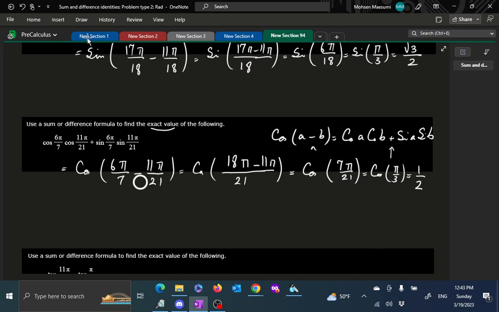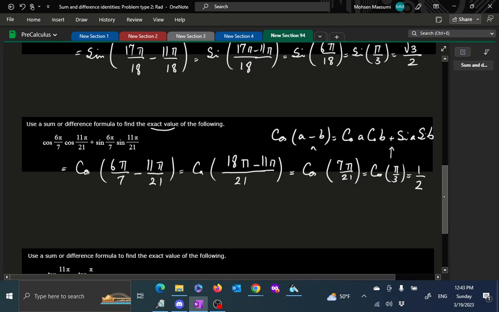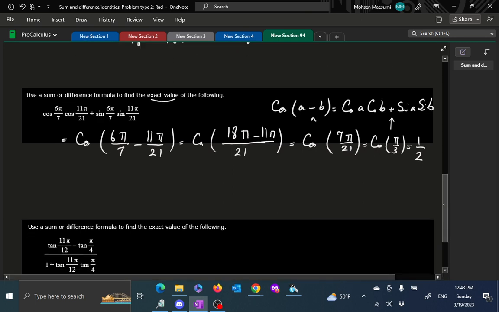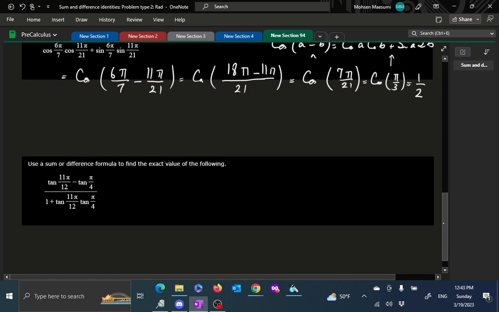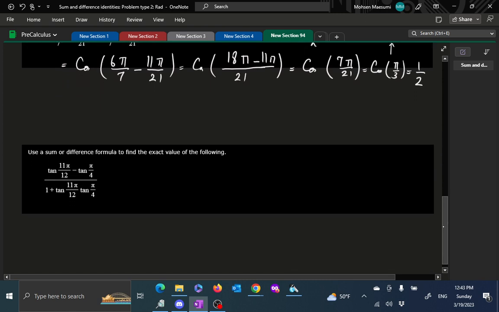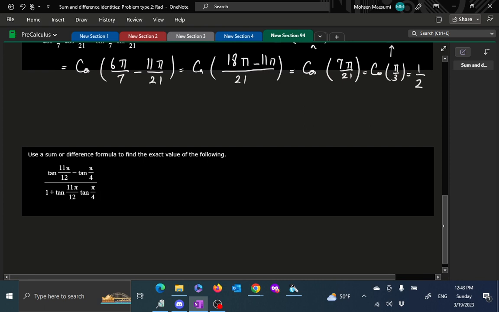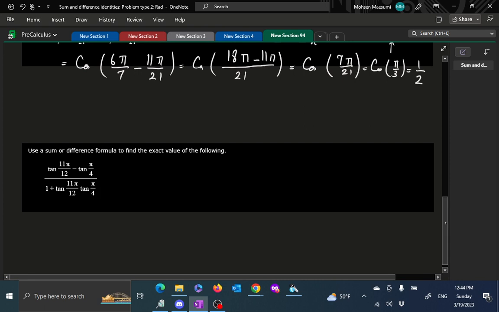I made a mistake of writing sum here and ended up with the incorrect answer, and it wasn't a famous angle either. So we corrected this and ended up with cosine of pi third, which is 1/2. How about the case of tangent? So let's write the formula for this one as well.